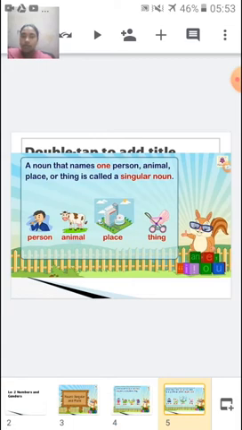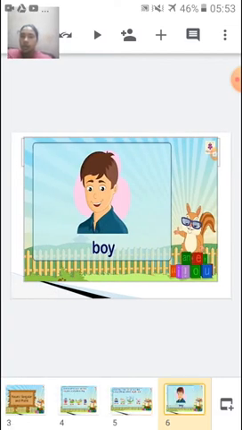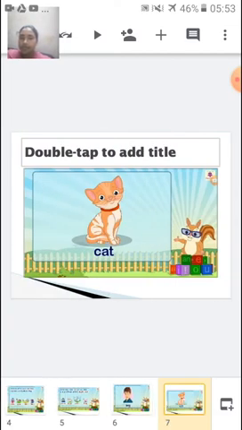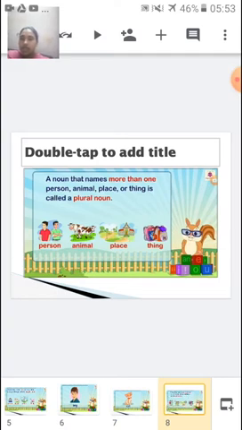A noun that names one person, animal, place or thing is called a singular noun. So what is a singular noun, children? When a noun describes only one object, one person, one animal or a thing, then it is called a singular noun. Okay, so for example, a boy, a cat, etc.